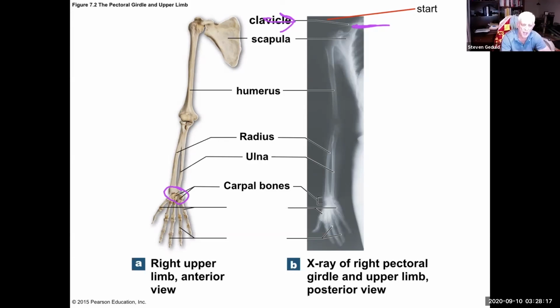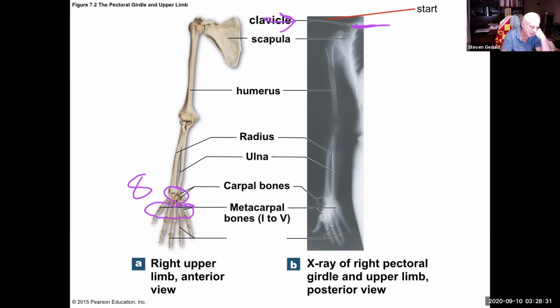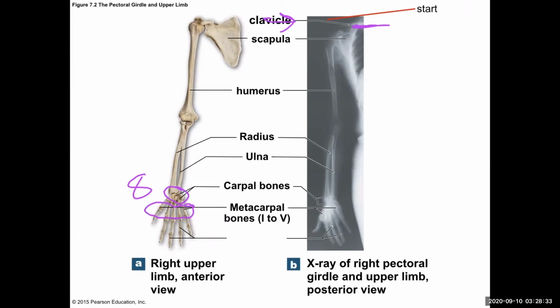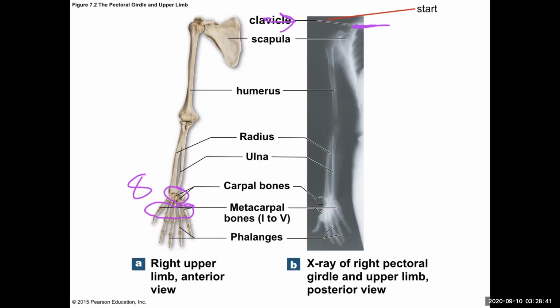Okay, so how many carpal bones are there? 8. Perfect. And these bones make up the top of the hand. Metacarpals. How many are there? 1 to 5. And the next ones are phalanges. How many bones are in each phalanx? 2 in the pollex and 3 in the rest. Perfect. You got it.